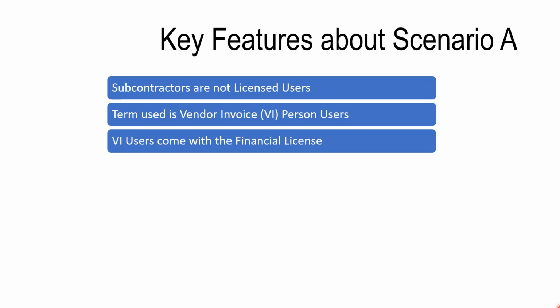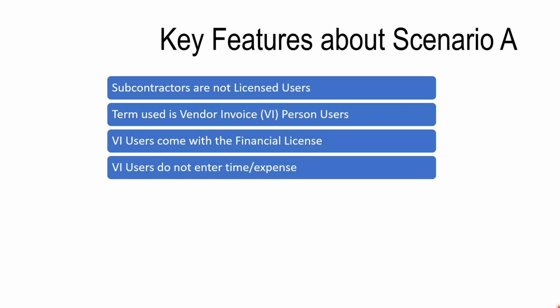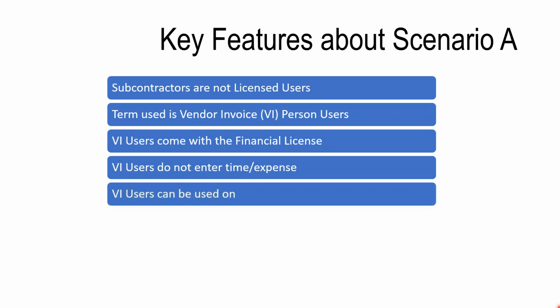These VI users, they come with your financial license. So if you have the financial license within Uninet, you will have this feature of these VI person users to be able to use in various areas of the system. These VI users do not enter time and expense, just a reminder for us there, but they can be used in a couple different areas. We can use them in our people assignments to help create a budget for ourselves, for our project management side. We can use them in our purchase request to identify the requirements.